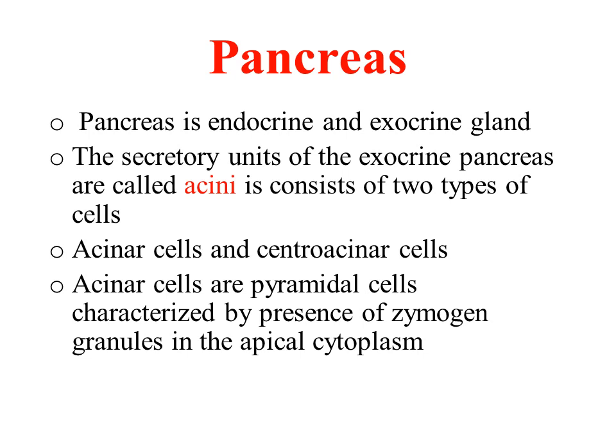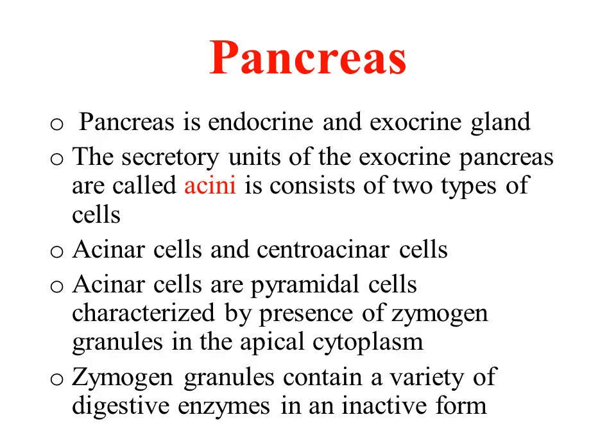This is very important. As I said, the pancreas consists of secretory acini. The acini consist of acinar cells and centroacinar cells. Acinar cells are pyramidal cells characterized by the presence of zymogen granules in the apical cytoplasm. The zymogen granules contain a variety of digestive enzymes which are in inactive form.